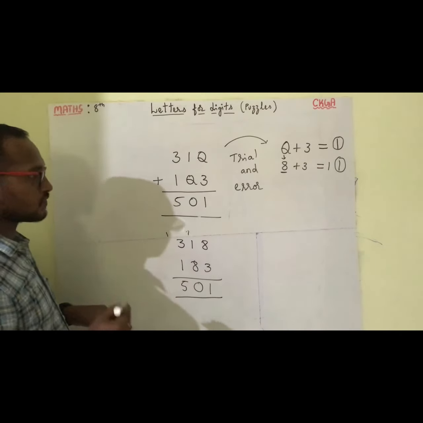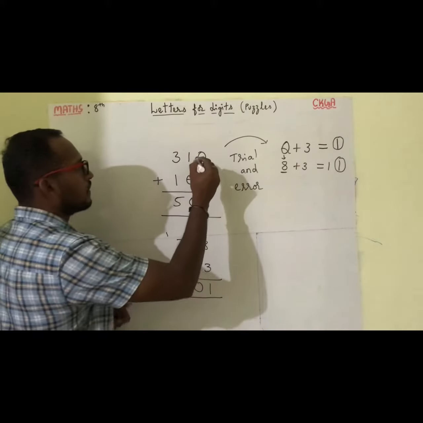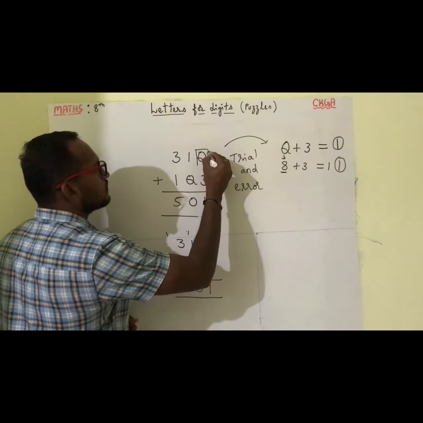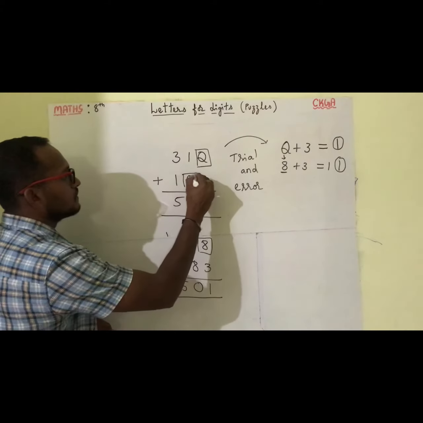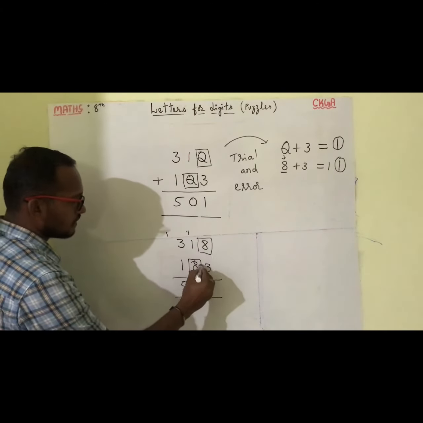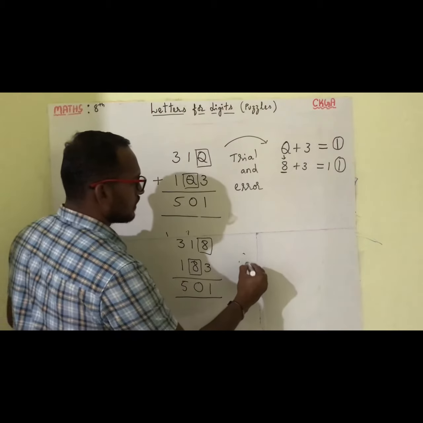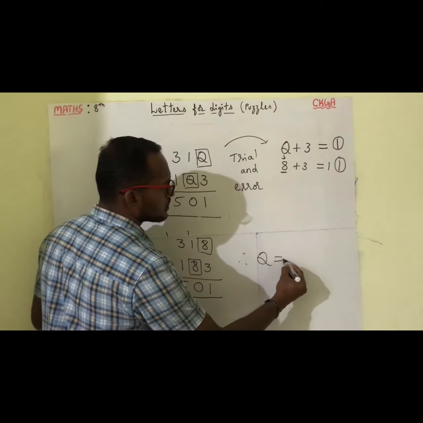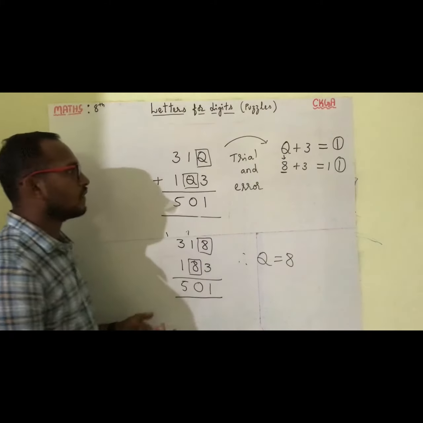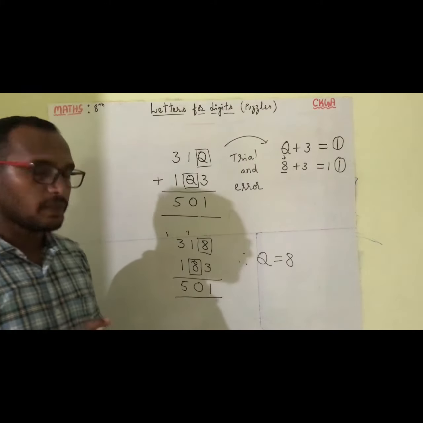Now it's time to write the conclusion. So now look at this one, I will round it off. The value of q is here as 8, and the value of q there is also 8. So finally, therefore, the value of q should be equal to 8. That's how you have cracked this code by using a single digit.